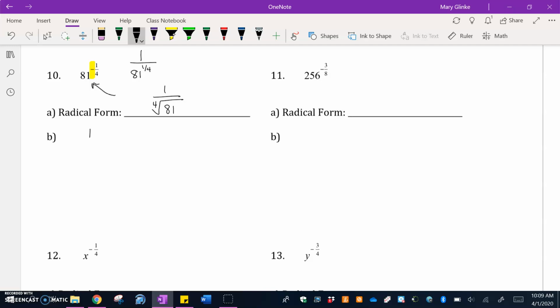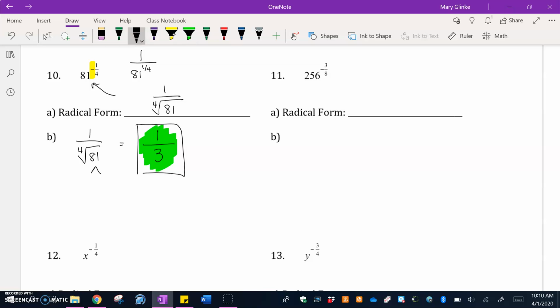Now, to simplify this, what I have to do is figure out what the 4th root of 81 is. And anytime you need to take a moment and break these down so you can see how they simplify, please do so. So if you break down 81, you'll see that the 4th root of 81 then is 3. So 81 to the negative 1/4 is equal to 1/3.